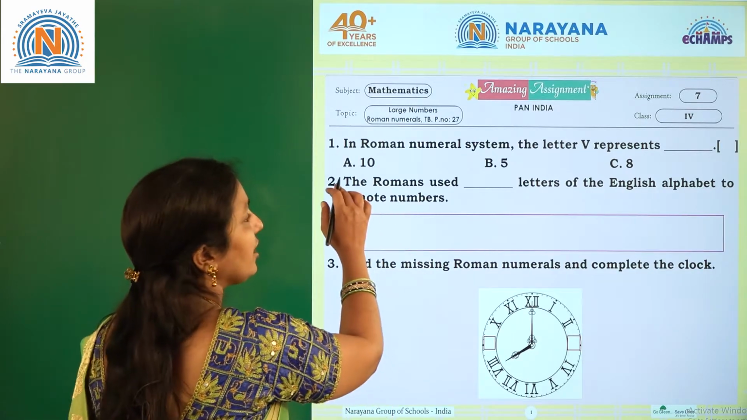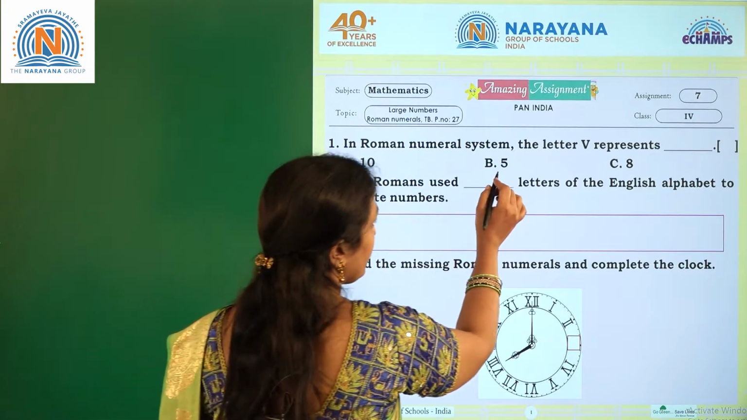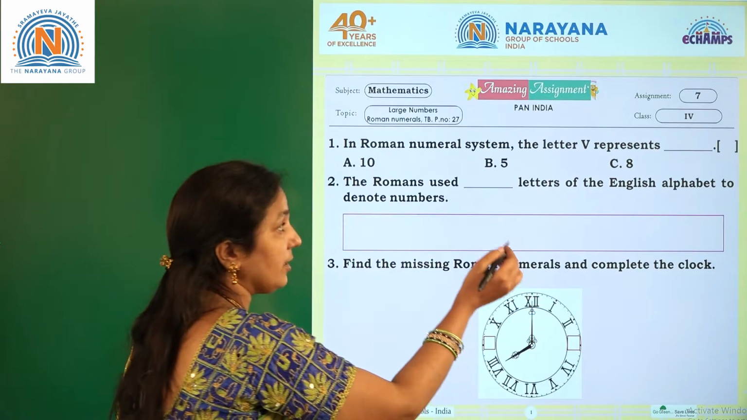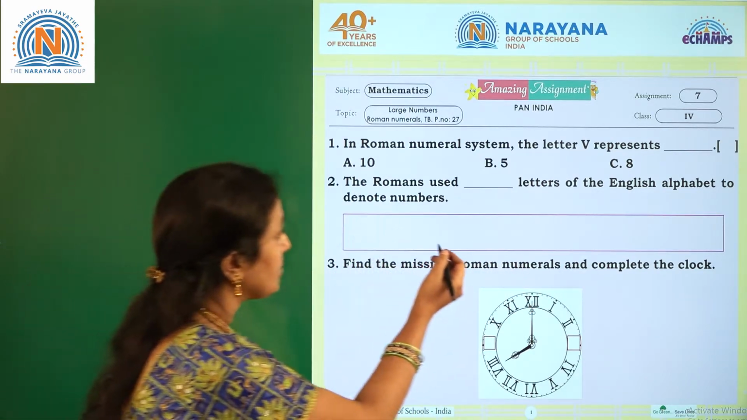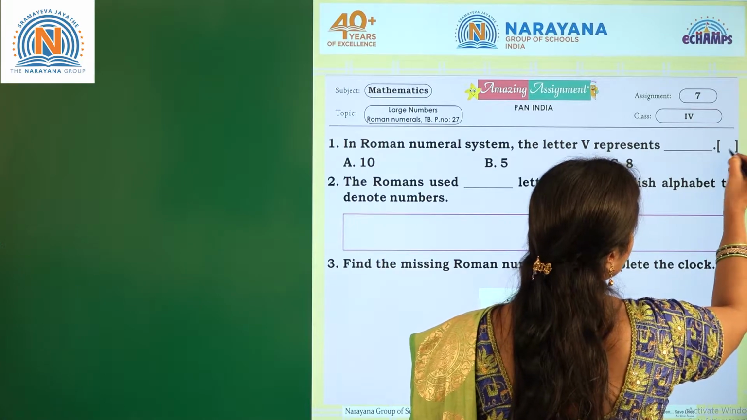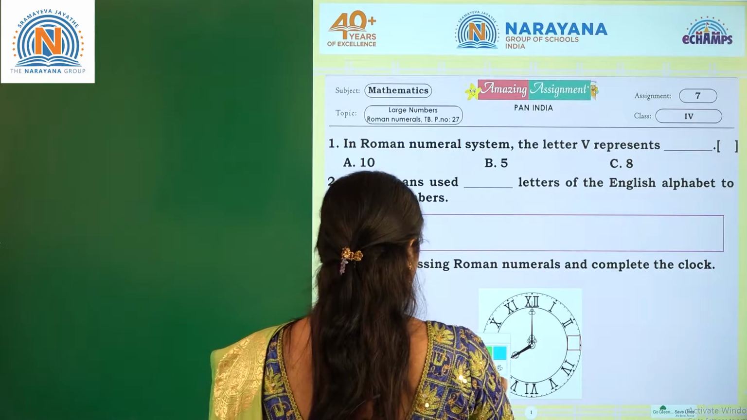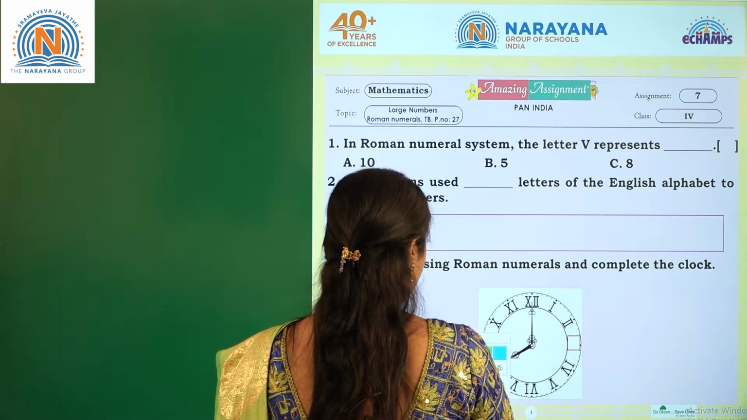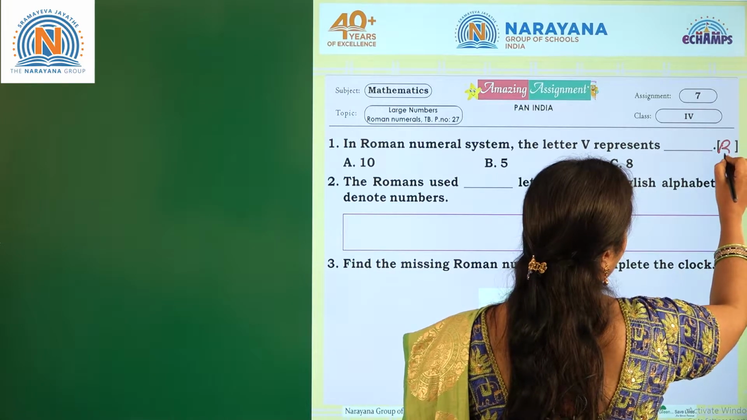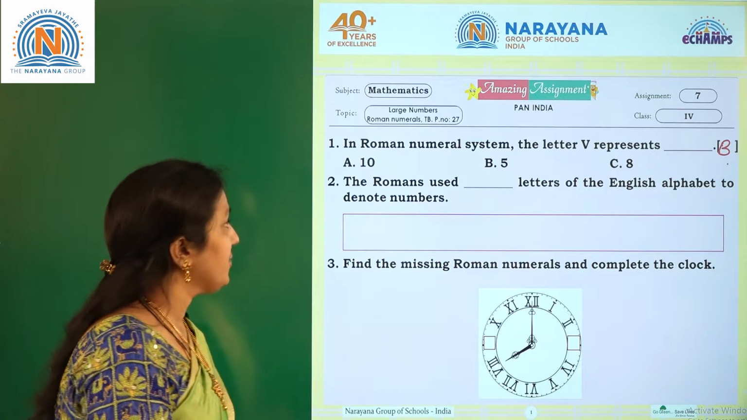So what is the given options here? The option A is 10. The option B is 5. The option C is 8. What we require the option? The option B. Coming to next one.